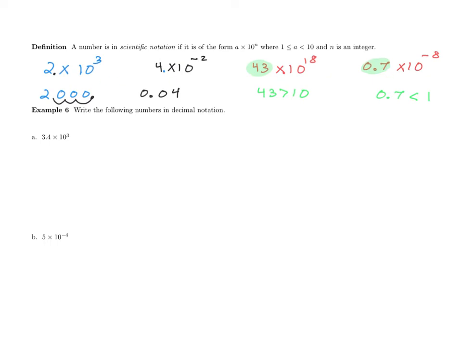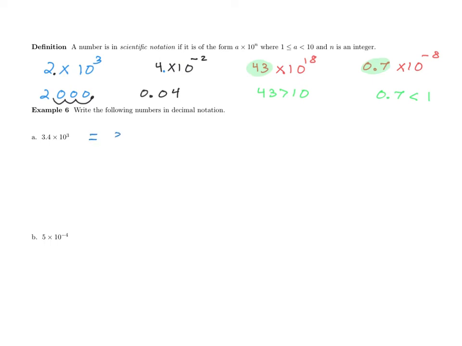Okay, with this definition in mind, in example 6, let's take these two numbers and write them in decimal notation. So not like this, but like this. Starting with 3.4 times 10 to the power of 3, this is in scientific notation. 3 is an integer, and 3.4 is definitely between 1 and 10. This means multiply this number by 10 3 times. But as we discussed here, that's the same thing as saying take the decimal point and move it 3 places to the right. If you're multiplying by 10, the number must be getting bigger, and that's the direction the decimal point must move for that to happen.